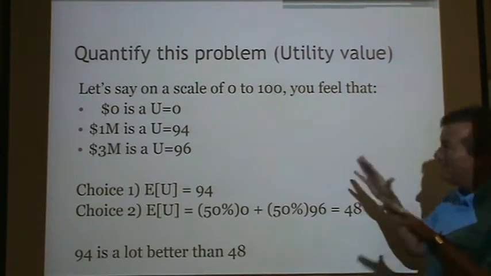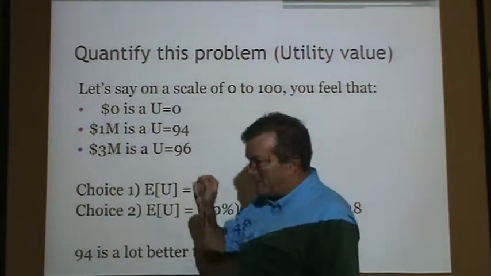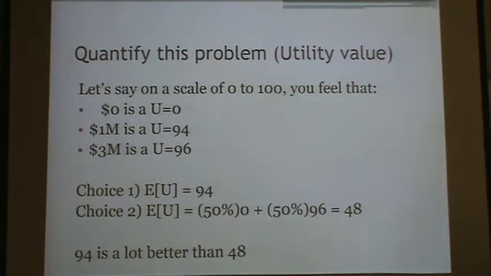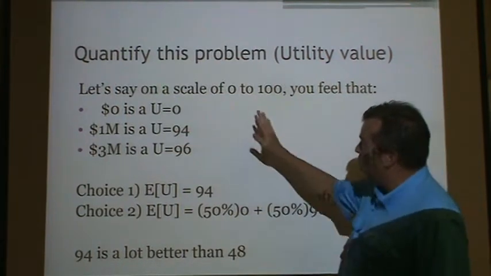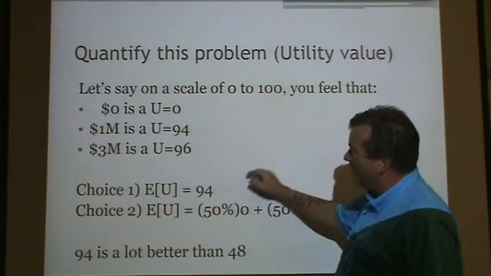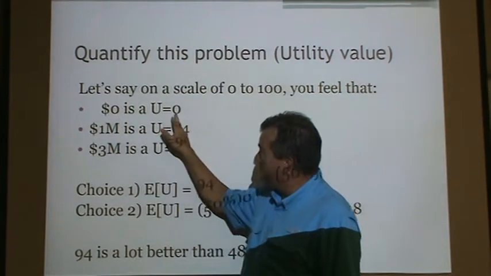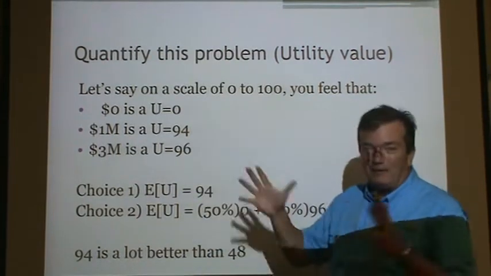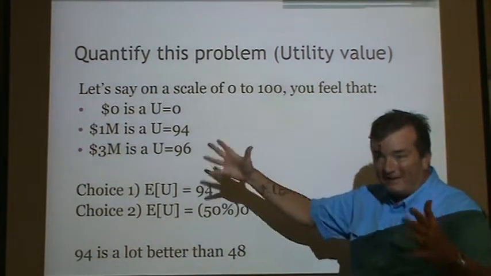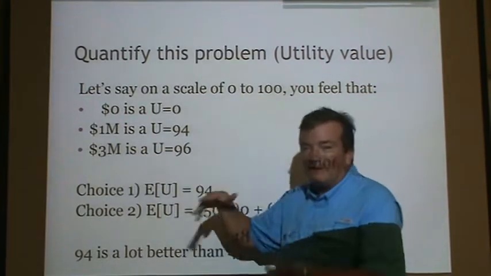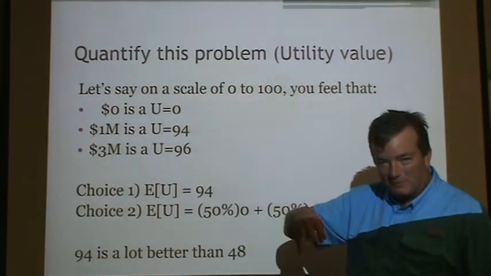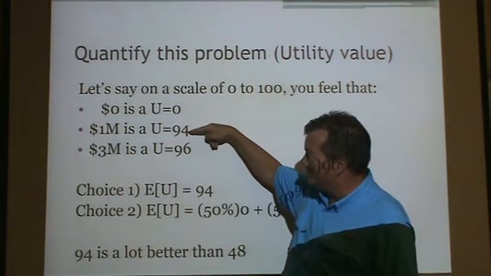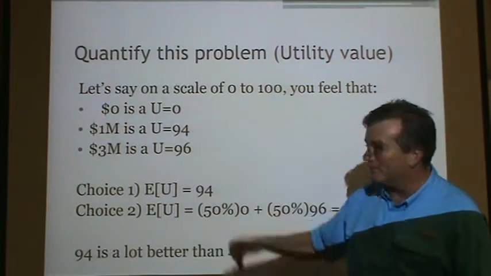So to kind of quantify this, quantify means assign numbers to things, we're going to assign a number, we call that the utility value. Let's say on a scale from 1 to 100, you feel that having $0 has 0 value. Having $1 million is like a 94 out of 100. That would be great to have $1 million. And $3 million is only a little bit more, like 96. It's better than 1 million, but it's not a big jump. 1 million has a high number.